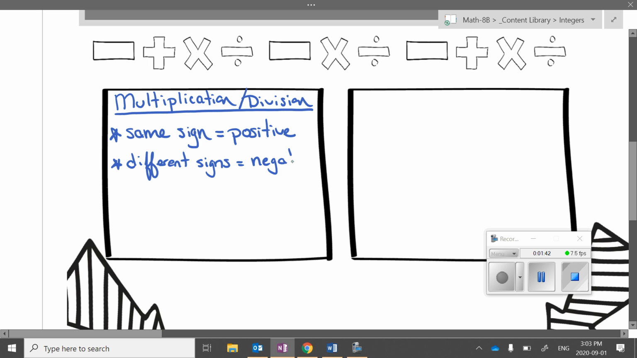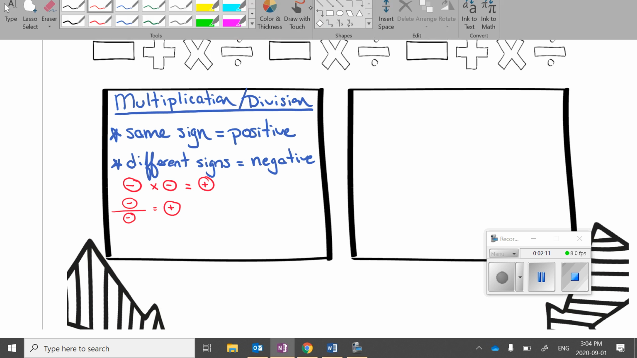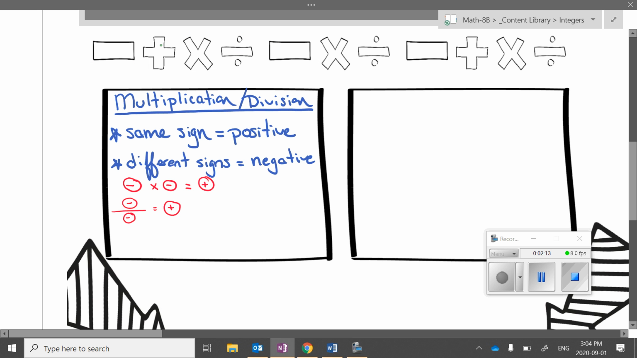I'm going to write down a couple of examples to emphasize that for you. So for example, if I'm going to write a negative with a circle around it, so that way I feel like it's a little bit more clear. If I do a negative times a negative, I have two of the same sign. So my overall answer is going to be positive. If I'm doing division and I have a negative divided by a negative, overall my answer is positive. Super lovely.